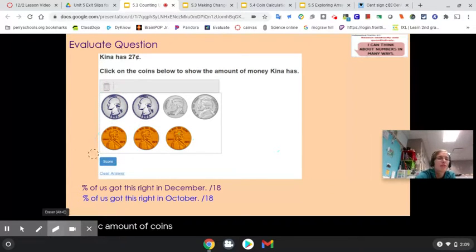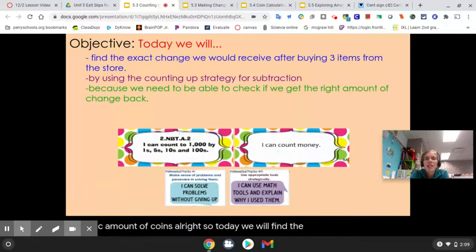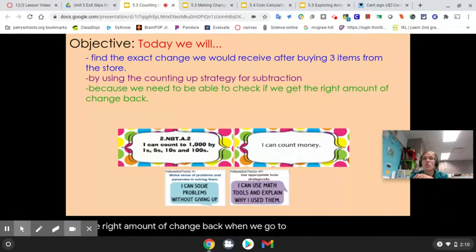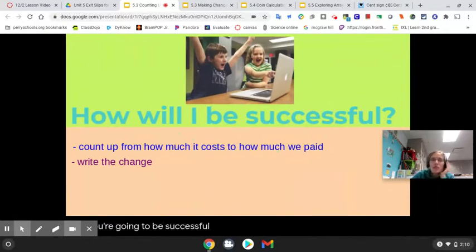All right. So today we will find the exact change we would receive after buying 3 items from the store by using the counting up strategy for subtraction, because we need to be able to check if we get the right amount of change back when we go to the store and buy things. And you're going to be successful by counting up from how much it costs to how much we paid, and then you'll write the change down on the line.